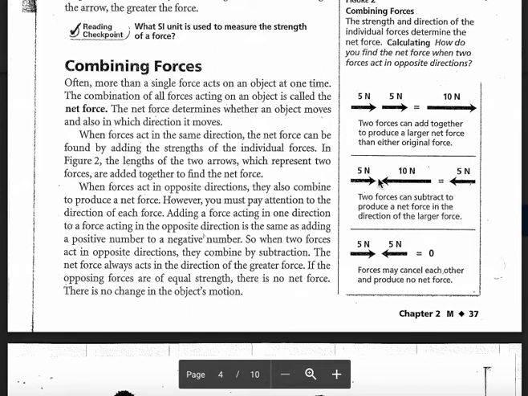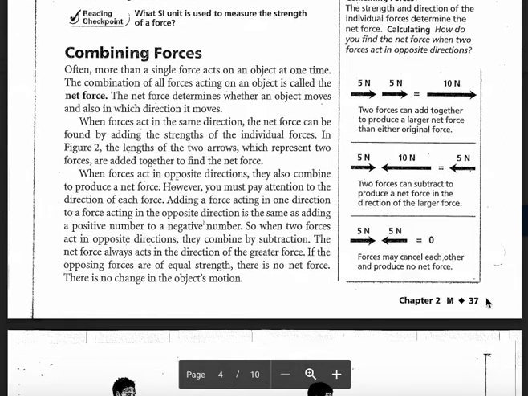Here you have 5 newtons going to the right, 10 newtons to the left. They're working against each other. So then you would subtract 5 from 10 and you would get a net force of 5 newtons to the left. Here you have 5 newtons to the right, 5 newtons to the left. They cancel each other out, and so your net force is 0 newtons. No net force.